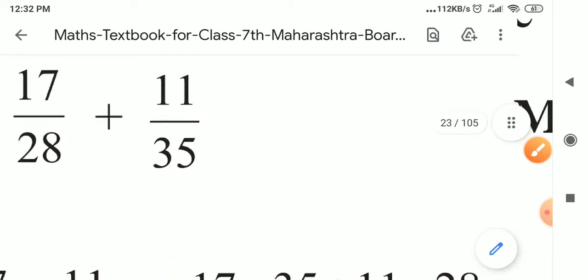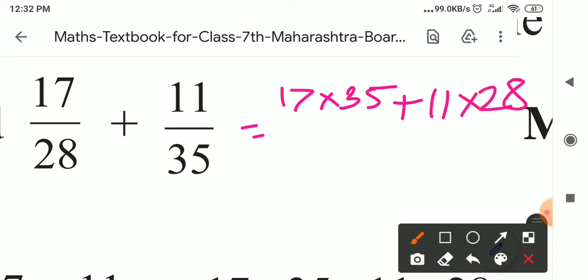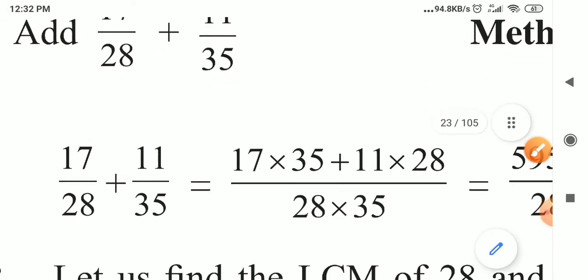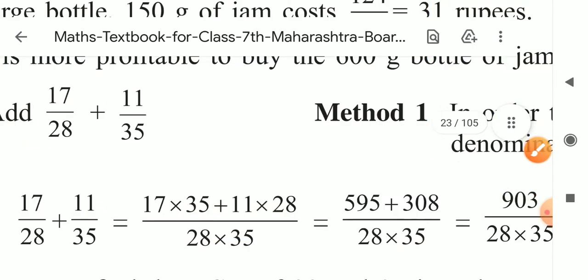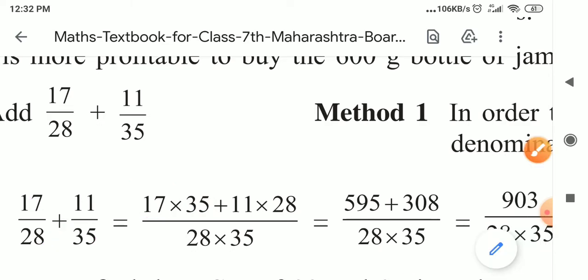How are we doing this? First of all, we take the numerator of the first fraction into the denominator of the second fraction. This is addition, so write the plus sign here, and these two's multiplication means 11 into 28. Okay, and divided by these two's multiplication, 28 into 35. Okay, and then if you solve this, now I will take the textbook only, because these steps are given here. See here, we did the multiplication of these two, then plus multiplication of these two, and divided by multiplication of the denominators.